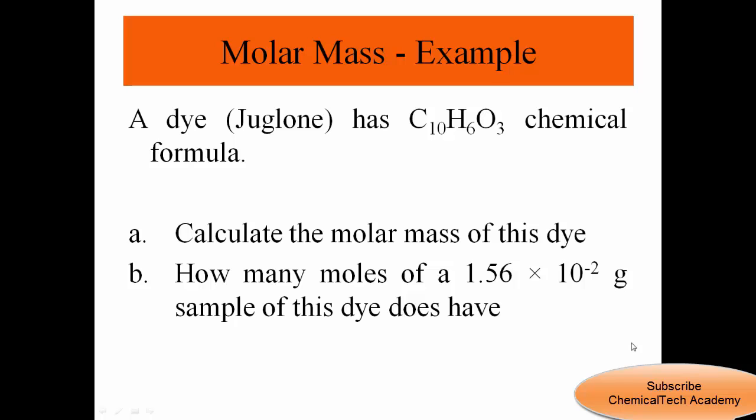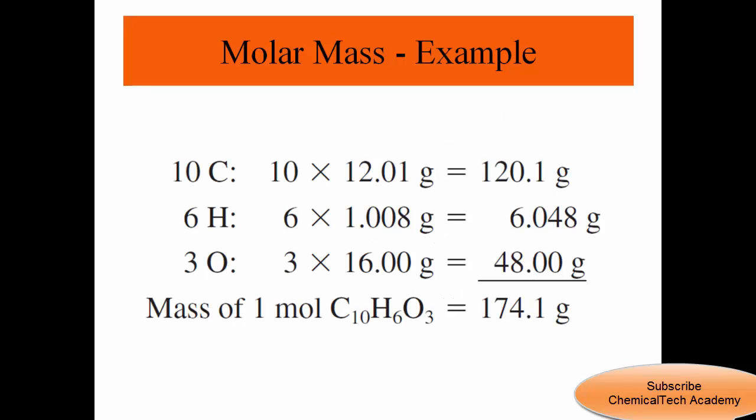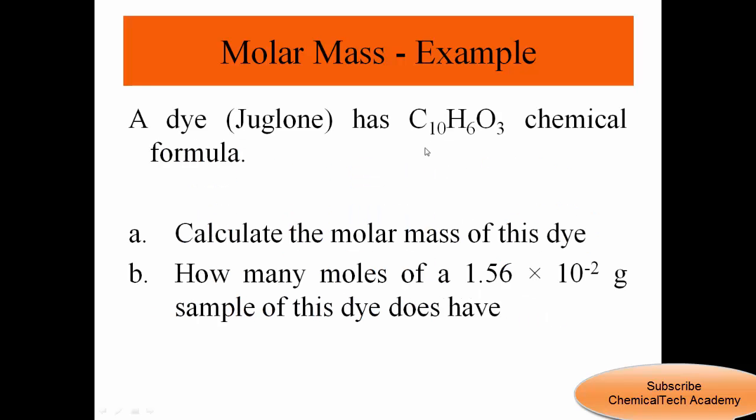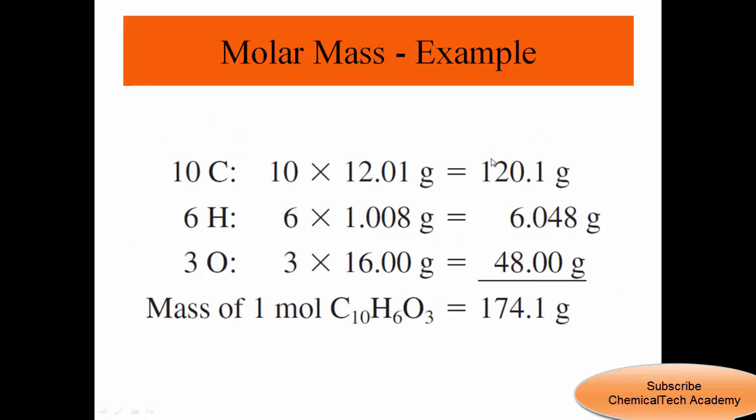Let's have another example. Juglone has the C10H6O3 chemical formula. Calculate the molar mass or molecular weight of this dye, and how many moles a 1.56 times 10 power minus 2 gram sample of this dye has. So let's calculate the molar mass first. So that's the chemical formula. We have 10 carbons, 6 hydrogen atoms and 3 oxygen atoms.